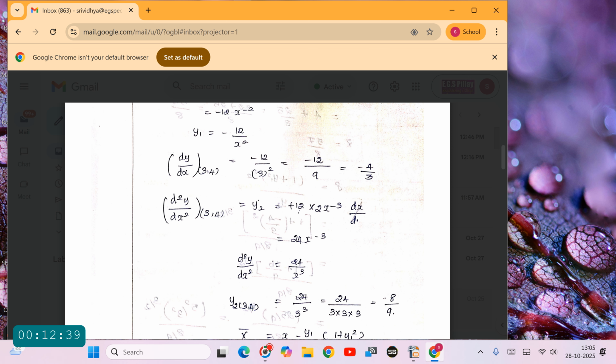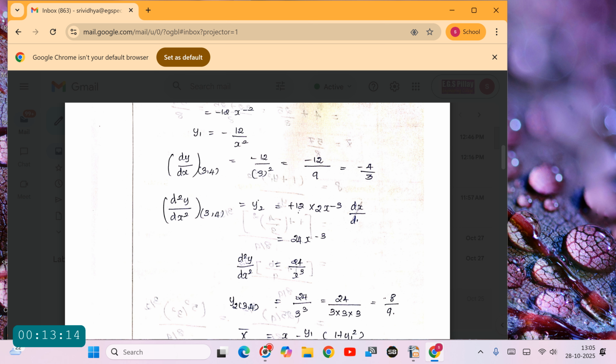Okay. So in the next stage, we have to find d square y by dx square at the point (3, 4). So d square y by dx square is the derivative of minus 12 x power minus 2. Differentiation of x power minus 2 is minus 2 x power minus 2 minus 1, the same formula d by dx of x power n equal to n x power n minus 1. So minus 12 into minus 2 x power minus 2 minus 1. So we get 24 x power minus 3. That is our y2 value, d square y by dx square, which can be written as 24 by x cube.